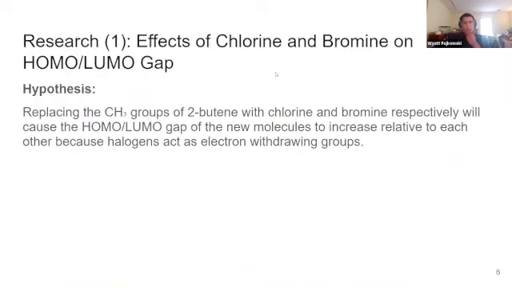Here is a summary of the first research I did, which was discussing the effects of chlorine and bromine substituents on the HOMO-LUMO gap, the highest occupied molecular orbital and the lowest unoccupied molecular orbital. I was curious if replacing the CH3 groups of 2-butene with chlorine and bromine respectively would cause the HOMO-LUMO gap of the molecules to increase relative to each other, because halogens act as electron withdrawing groups, and also because the gap with the chlorine molecule should be larger than the gap with the bromine molecule if the calculation is correct.